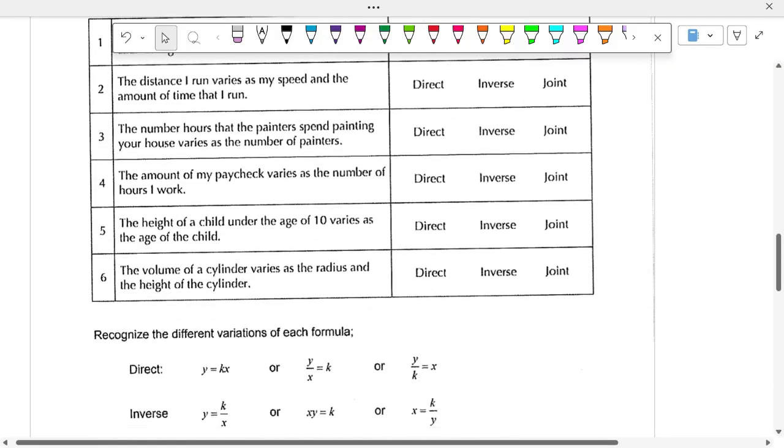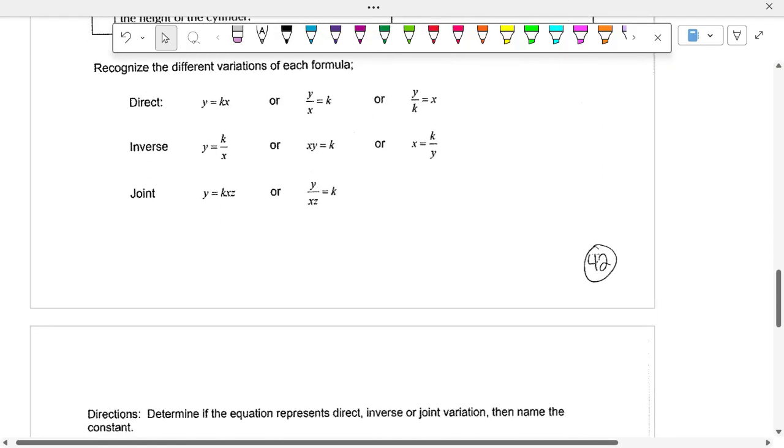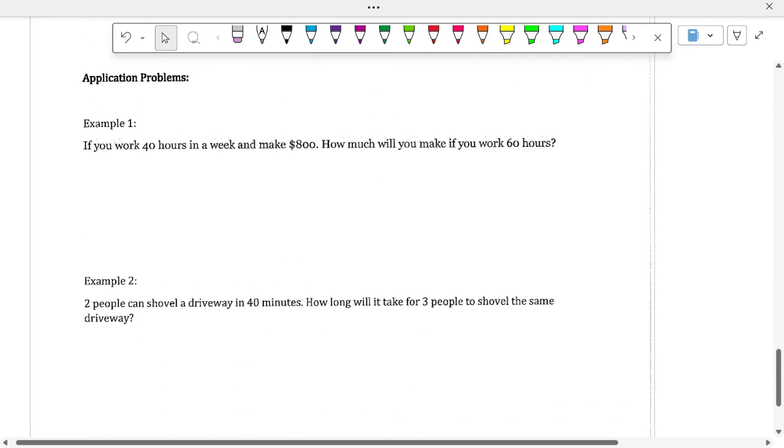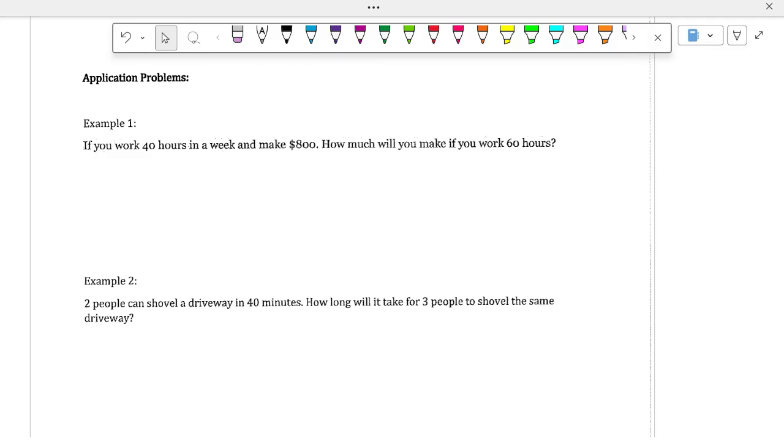Now, go to page 43. I just want to do these 2 application problems and then we're done. I told you it's a short lesson. And yes, you will have like 2 or 3 problems on your test like this. So make sure, but again, easy peasy and lemon squeezy as long as you know the formulas.